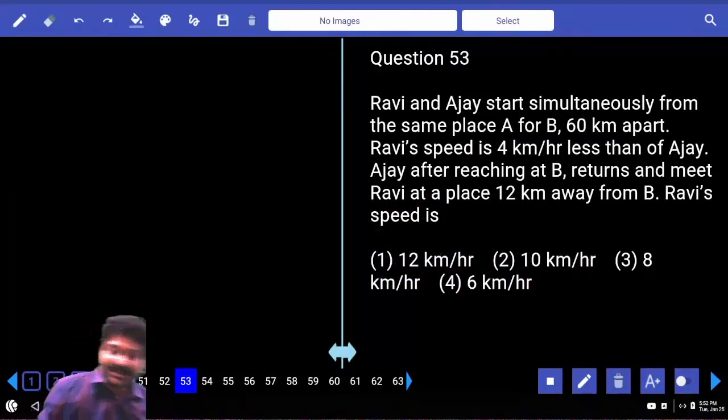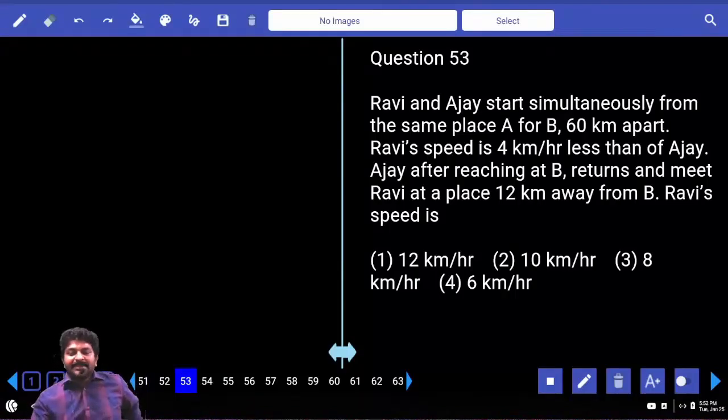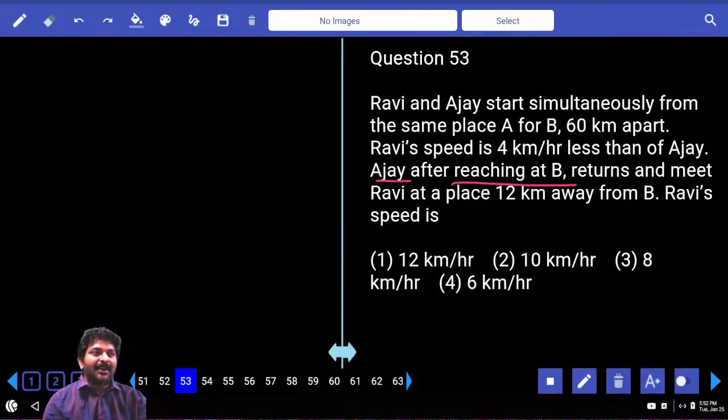Ravi and Ajay start simultaneously from the same place A for B, 60 kilometers apart. Ravi's speed is 4 km per hour less than Ajay's speed. Difference of their speed is 4. Ajay, after reaching B, that means what is the distance between A and B? 60 kilometers. So one person, Ajay, reached B, that means he already covered 60 kilometers. Returns and meets Ravi at a place 12 kilometers away from B.